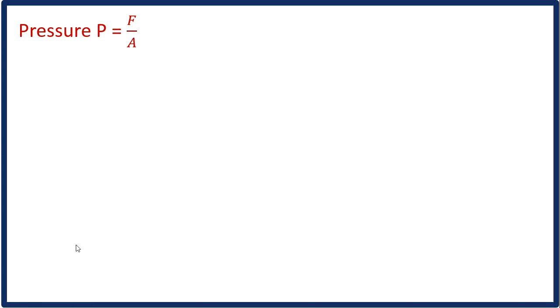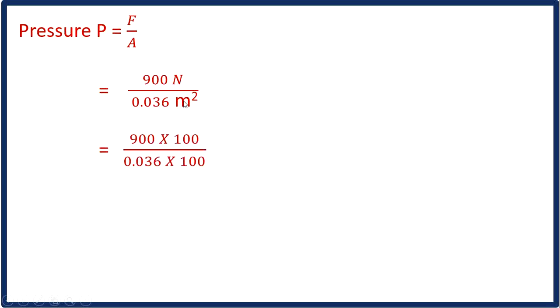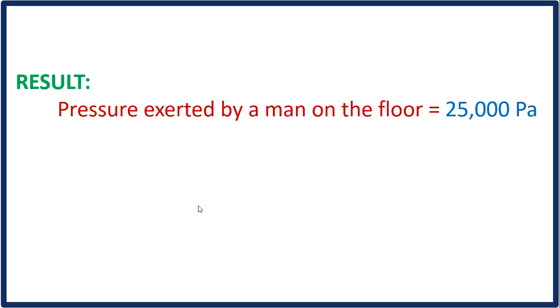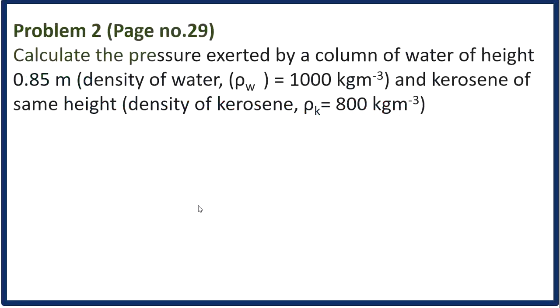Now, we can calculate the pressure. Pressure P is equal to force by area. What is the value for force? 900 Newton, and area is 0.036 meters square. Now remove the decimal. To remove the decimal we can multiply with 100. So when we multiply with 100, 900 into 100 becomes 90,000 by 3.6 Newton per meter square. Now when we divide 90,000 by 3.6 we get 25,000 Pascal. So result, pressure exerted by a man on the floor is 25,000 Pascal.